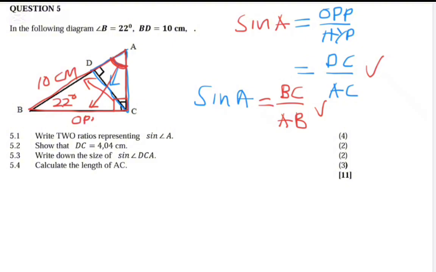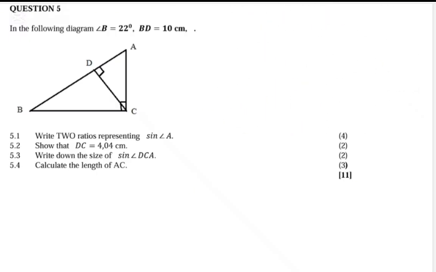So the next one they say, let me just erase this a little bit so they can understand what is going on. And also this one, because you did get it. They say show that DC is equal to 4,04. Remember here we have 22 degrees and here we have 10. They want us to show that this DC that is here is equal to 4,04. So how are we going to solve this one to find what we're looking for?